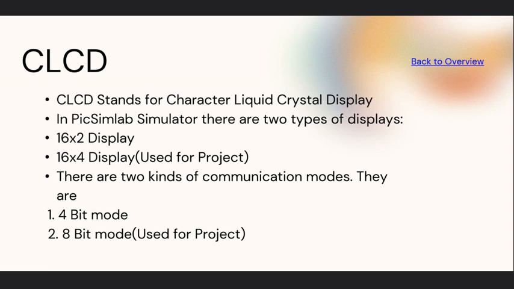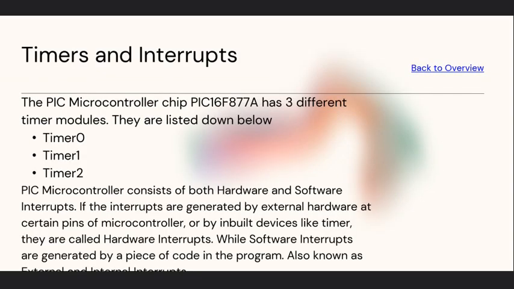In this project, we have used a 16x4 display to display 4 modes of a microwave oven. There are two kinds of communication modes: 4-bit mode and 8-bit mode. 8-bit mode is used for the project. Timers and interrupts in microcontrollers. The PIC microcontroller chip.